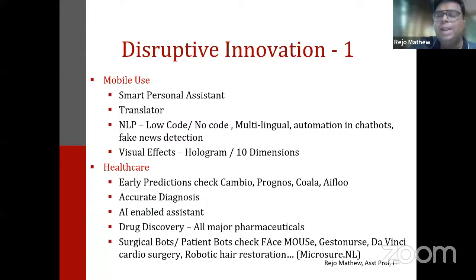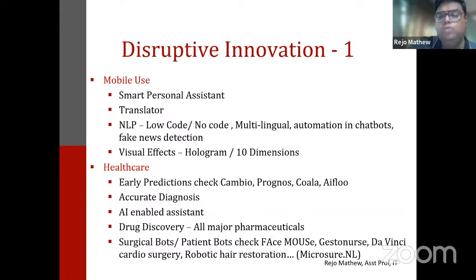In NLP, there is a multilingual option. It's not that you have to develop your code in a particular language or dialect. There is a multilingual option where you can develop your own code in your own language. Also, we have automation in chatbots, and we have fake news detection. All these are AI based.